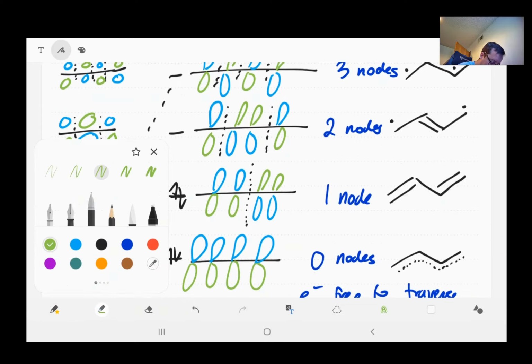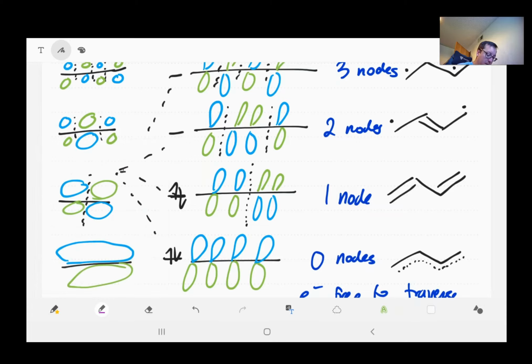What color haven't I used? Okay, let's see. Purple. These two orbitals in the middle, the one node and two node ones, are of special interest to us because those are the ones that are going to take part in reactions more often. Those lower energy electrons at the bottom there in the zero node molecular orbital are so happy they're not going to react. They're low energy, so they aren't going to be taking part in reactions.